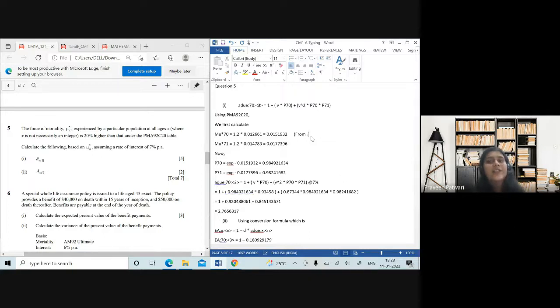At least in 3-4 places, you should write it so that the examiner knows that you're taking the effort. Of course, in a CM1 paper, you use so many values from the table. Many times, it is not possible to actually sit and write for everything. But at least 3-4 places, if you write, the examiner will get a message that you did take the effort of actually listening to them and giving references, right?